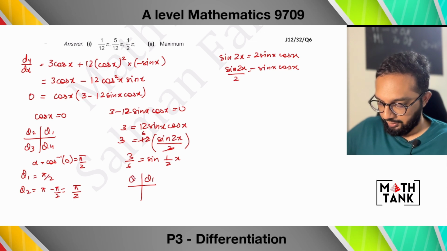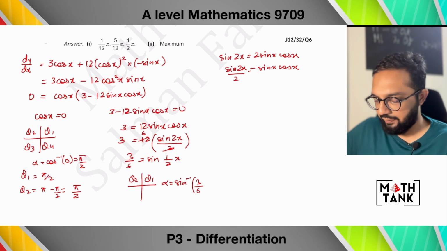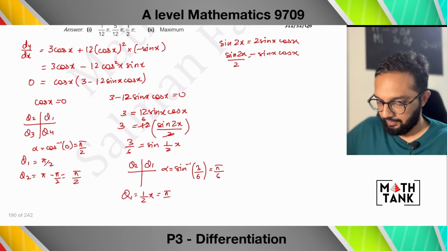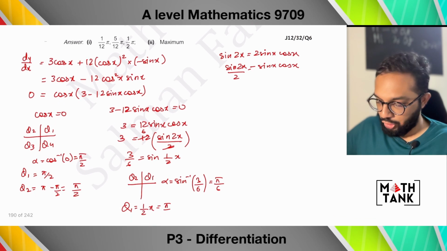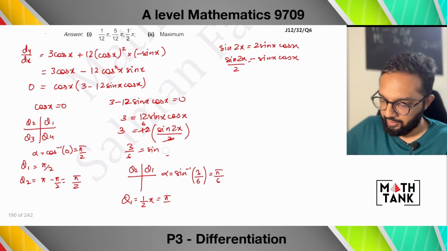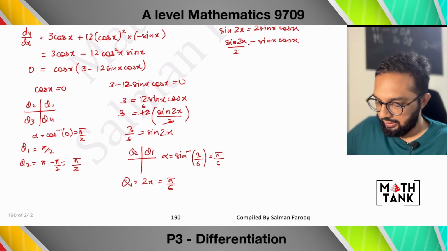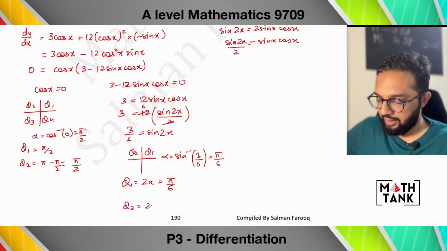Quadrant 1 and quadrant 2, alpha is sine inverse of 3 over 6, which is half. That should give me pi over 6. So I'm going to say that in quadrant 1, 2x equals pi over 6. Sorry, 2x, not half x. This is 2x. My bad, I was just carrying on with that other question. 2x equals pi over 6. And quadrant 2 is 2x equals pi minus pi over 6.